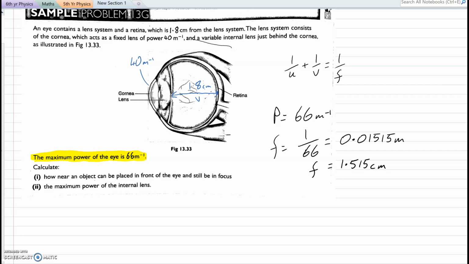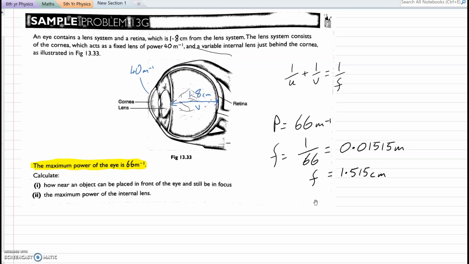Right, so when this lens in here is at its maximum, it's acting with its full power, then the combination of the cornea and that lens are going to give you a focal length of 1.515. Okay, so what you have to find out is, well, what's the value of u that's associated with a focal length of 1.5 when I have an image distance of 1.8 centimeters.